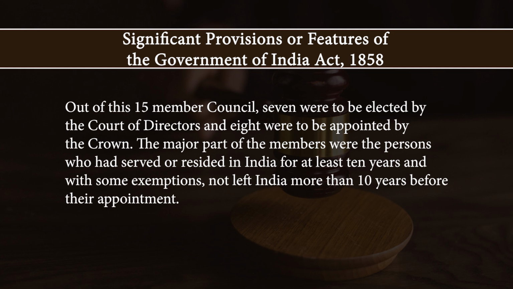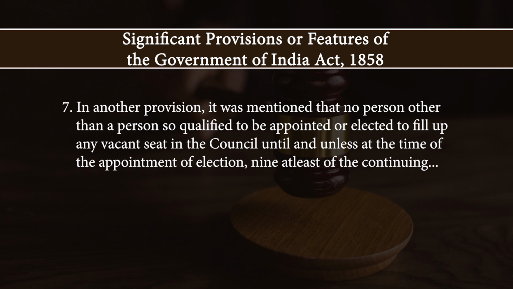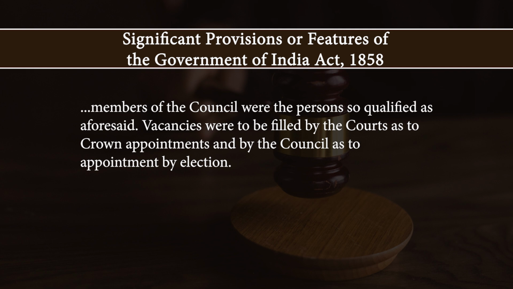The major part of the members were persons who had served or resided in India for at least 10 years and, with some exemptions, not left India more than 10 years before their appointment. In another provision, it was mentioned that no person other than a person so qualified could be appointed or elected to fill up any vacant seat in the council unless, at the time of the appointment or election, at least 9 of the continuing members of the council were persons so qualified as aforesaid.